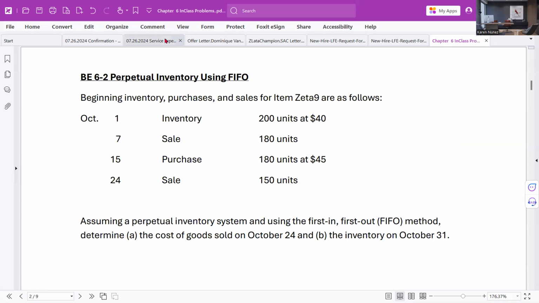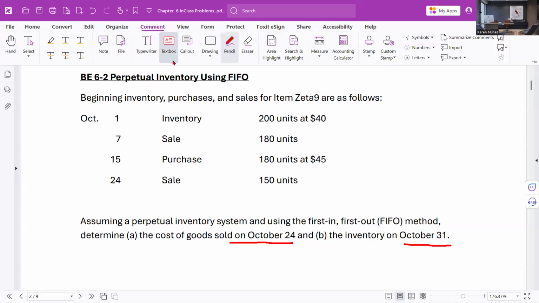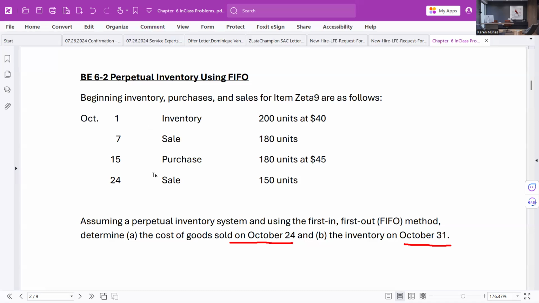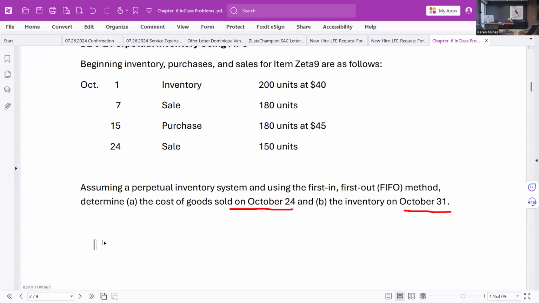And what we want to be able to do here is to determine the cost of those goods that we sell just on October 24th. We don't want a total cost of goods sold. We just want to know what the cost of goods sold is for what we sell on the 24th. And we want to know what the inventory is on the 31st, just on the 31st. So again, perpetual inventory costing system. So let's go back to the typewriter mode. Let's keep track of things and flow through.